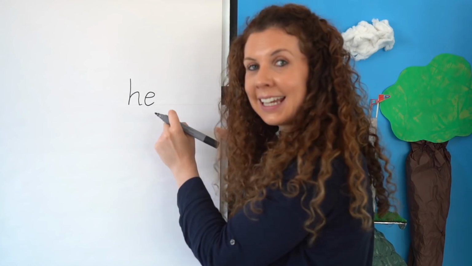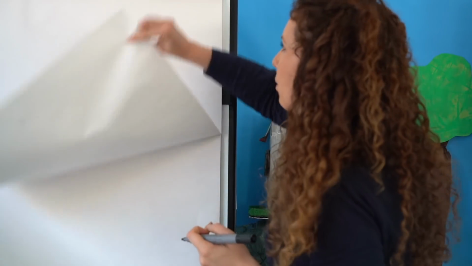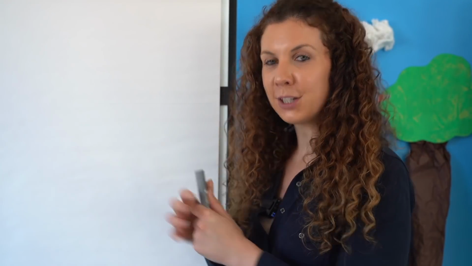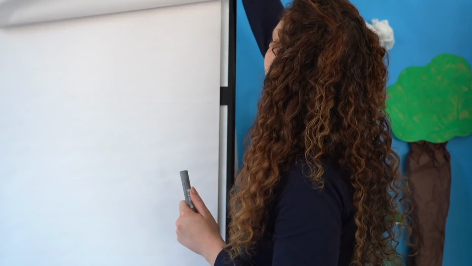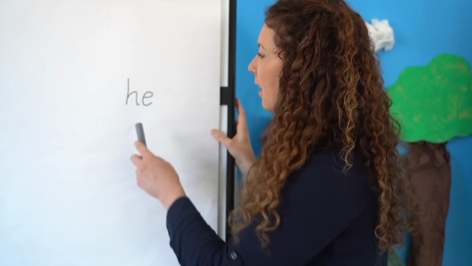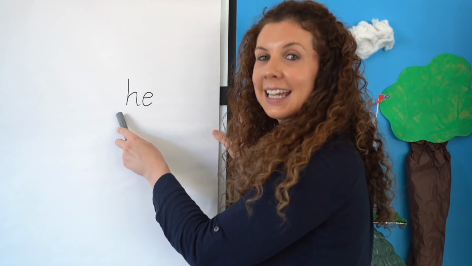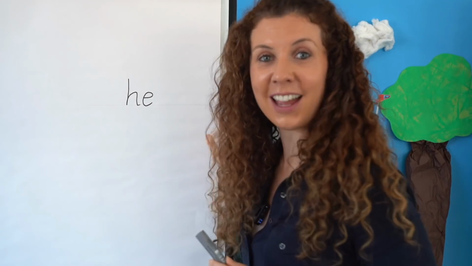H, ee, he. Now, let's hide the word. Now you have a go. Say the word. Say the sounds. What's the tricky bit? The ee sound is written with the letter e. Write it down. Okay, let's check our spelling. Show me your spelling. Okay. H, ee, he. Did you get it right?